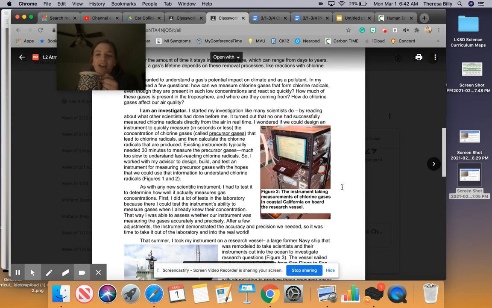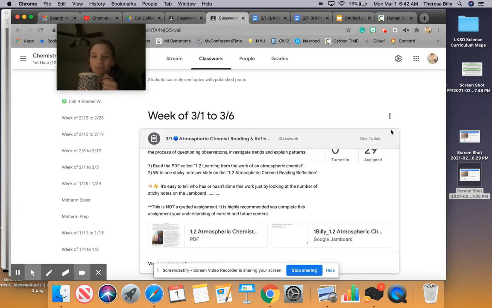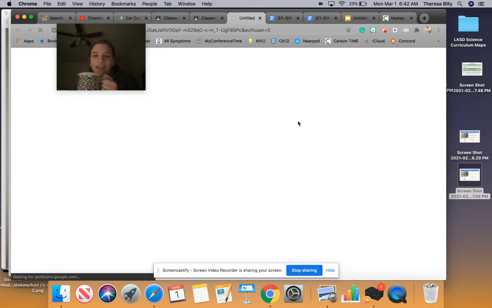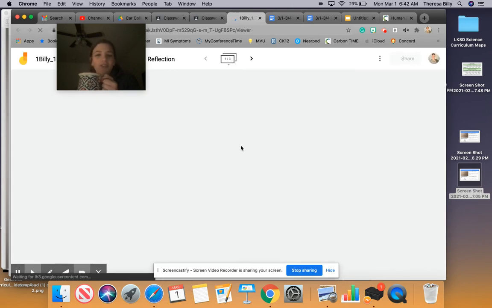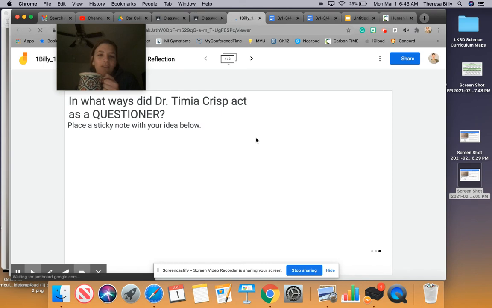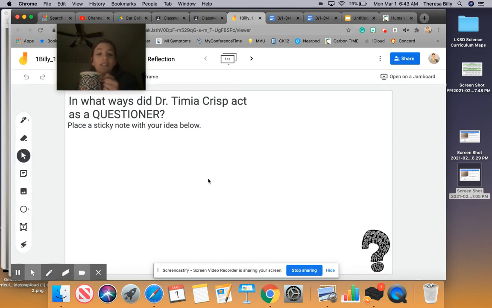Read it, and then all you have to do is go onto the Jamboard, and there's a slide for each of those: questioner, explainer, and investigator. And you just have to write a sticky note about what you got out of that part. What do you think that actually means about her? And you put your sticky note on there. If you want to put your name on there, you can. If you don't want to put your name on there, that's fine.